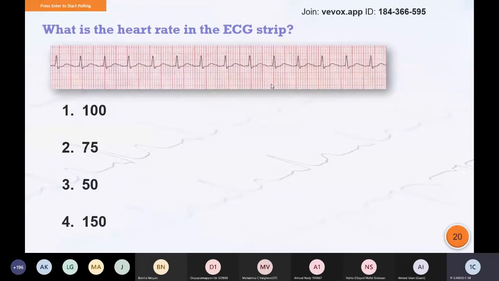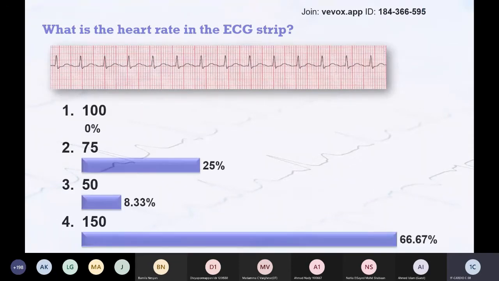If you are ready now, I will start the poll. So we have 42 people now. We have 3 responses. We need everyone to respond. Your name will not come, don't worry. Make any mistake you want, no problem. So only 10 people responded, but 66% said 150, 8% said 50, and 25% said 75.